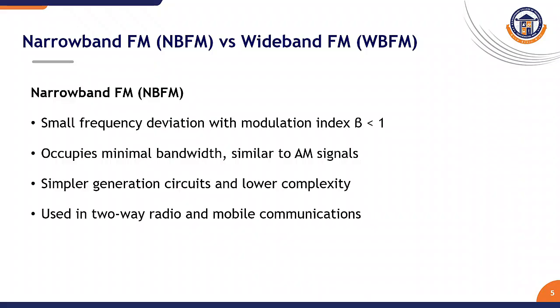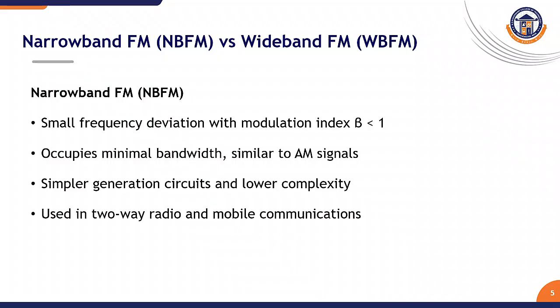So as a result of this, narrowband FM occupies less bandwidth and has a simpler transmitter and receiver design. Because of these features, narrowband FM is commonly used in two-way radio communication and mobile communication systems. Why these are used in two-way radio communication and mobile communication systems is that their bandwidth efficiency is more important than the audio quality.